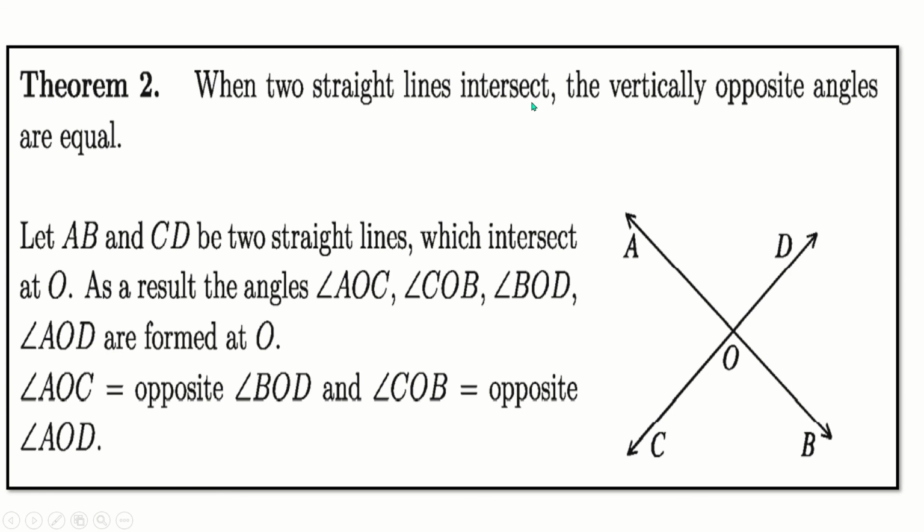Theorem 2. When two straight lines intersect, the vertically opposite angles are equal. I had already explained about this. Here AB and CD are two straight lines which intersect at O. As a result, angle AOC, angle COB, angle BOD and angle AOD are found at O. Angle AOC is opposite to angle DOB. Again, angle COB is equal to the opposite angle AOD. Clear?